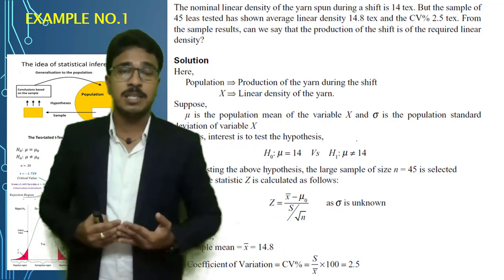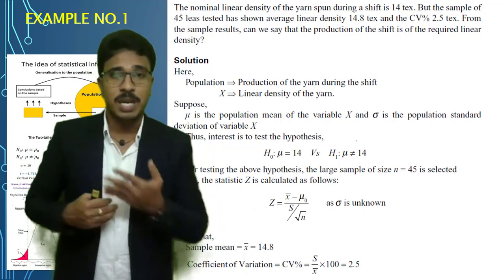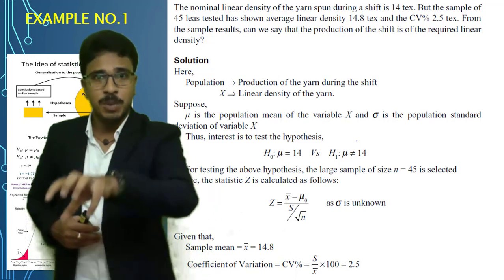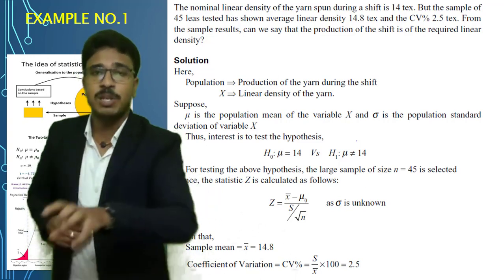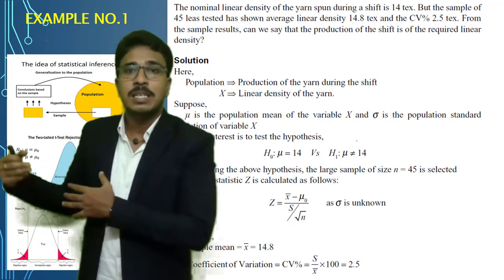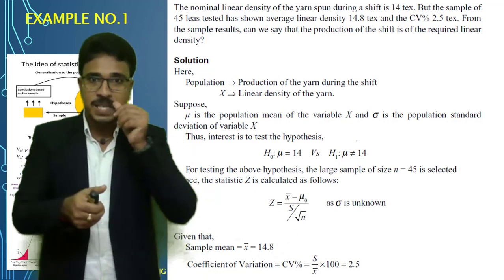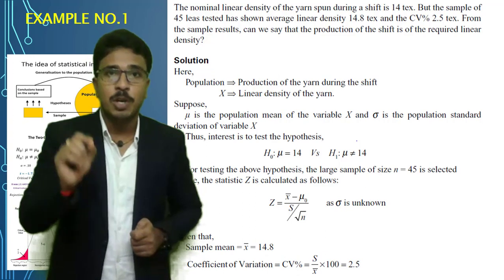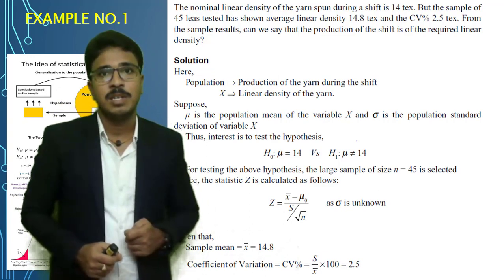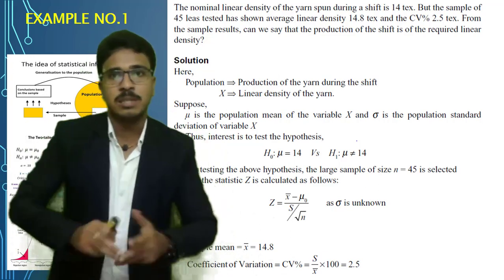Now we have to confirm whether the population, nothing but the yarn spun during the shift, which is 14 tex, is the same as that of the sample average linear density. So that is what is given. Can we say that the production of the shift is of the required linear density or not? That means whether the 14 tex is equal to the sample tested or not.